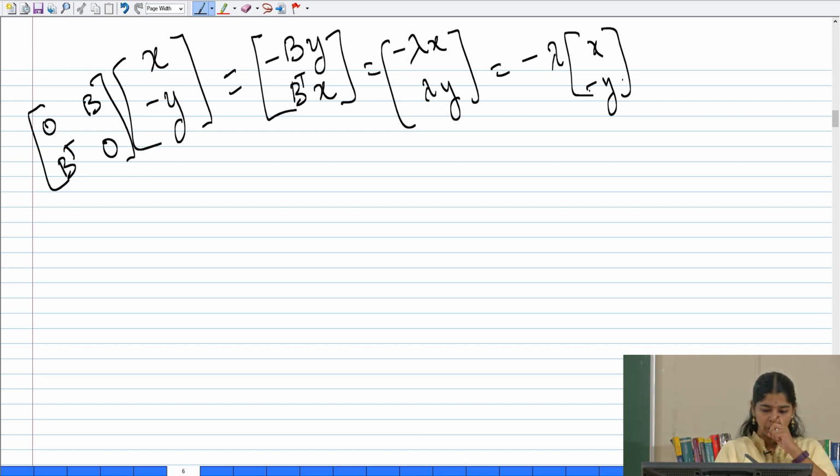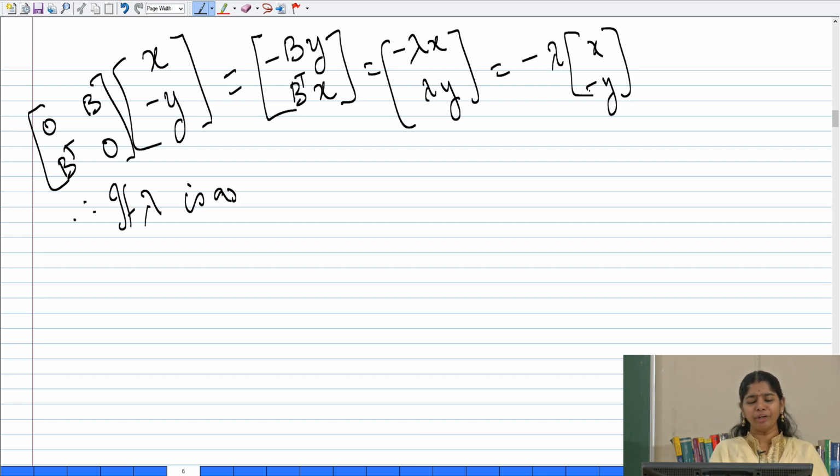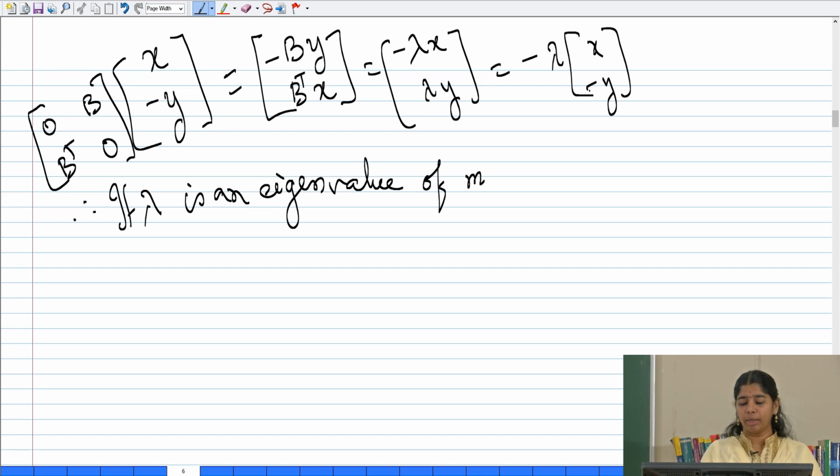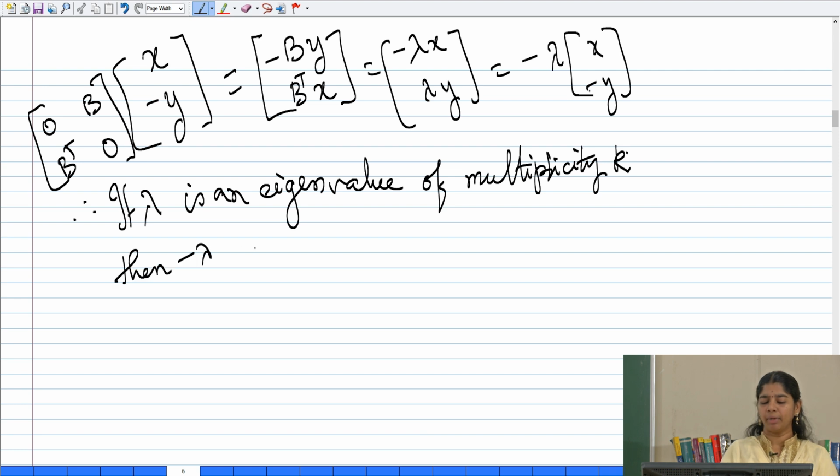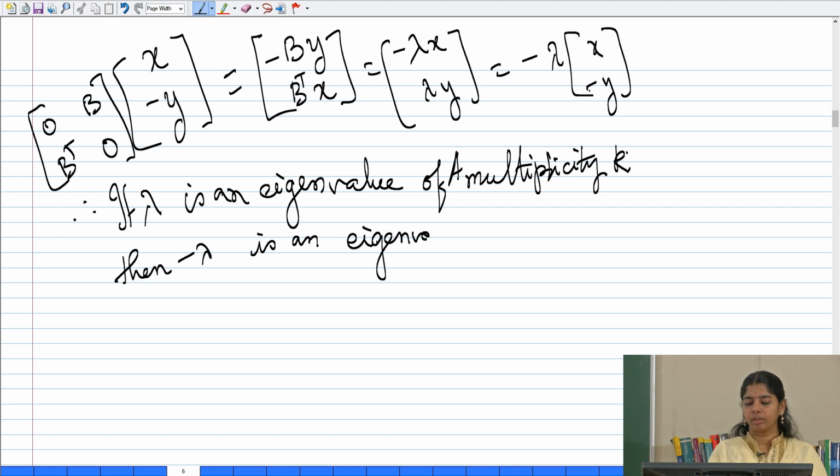Therefore, we can conclude that if lambda is an eigenvalue, and this is going to happen however many times this lambda repeats, if lambda is an eigenvalue of A with multiplicity k, then minus lambda is an eigenvalue of A with multiplicity k.